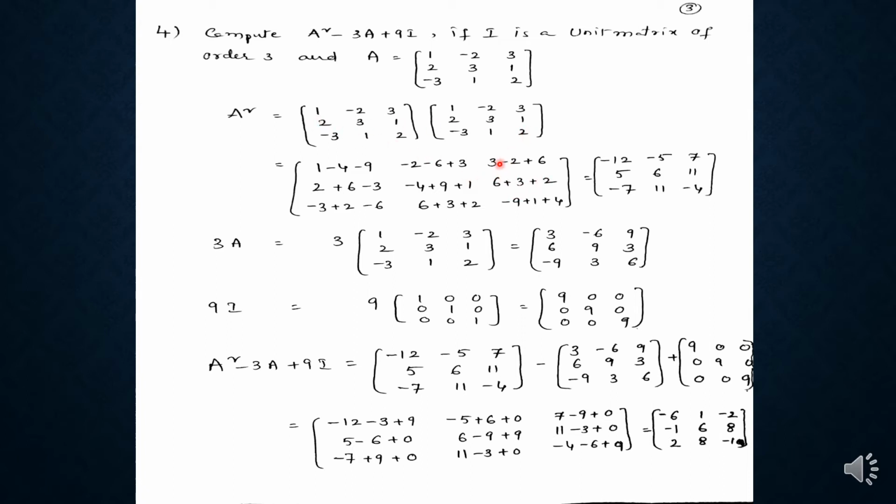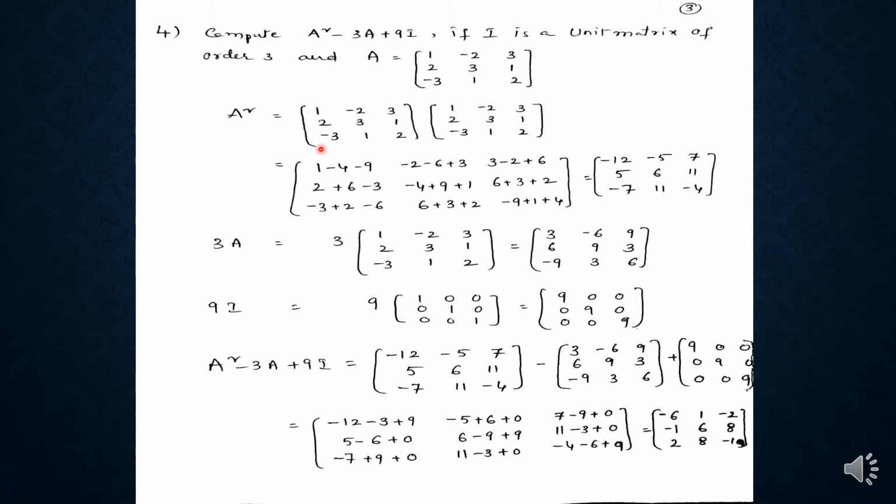1 into 3 is 3, minus 2 into 1 is minus 2, plus 3 into 2 is plus 6. 2 into 1 is 2, plus 3 into 2 is 6. 1 into minus 3 is minus 3. Now 2 into minus 2 is minus 4, plus 3 into 3 is plus 9, plus 1 into 1 is plus 1. Now the second row into the third column. 2 into 3 is 6, plus 3 into 1 is 3, plus 1 into 2 is 2.